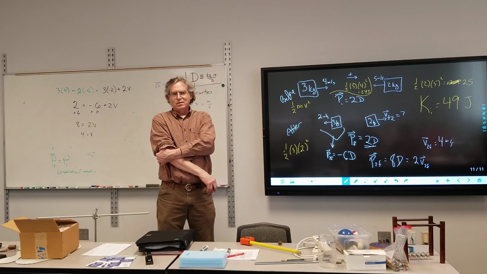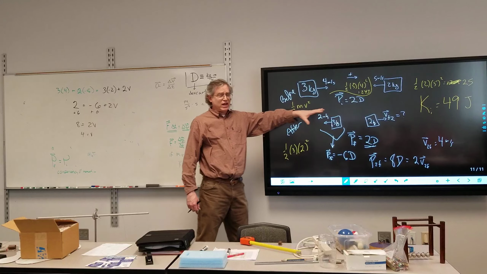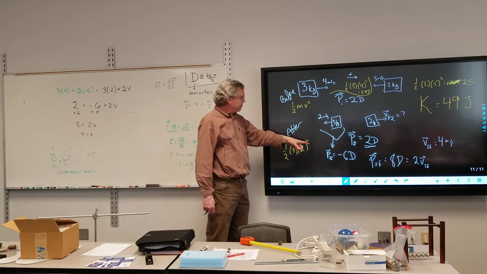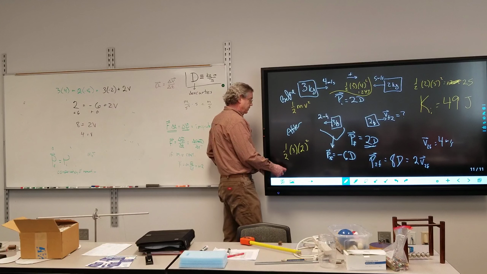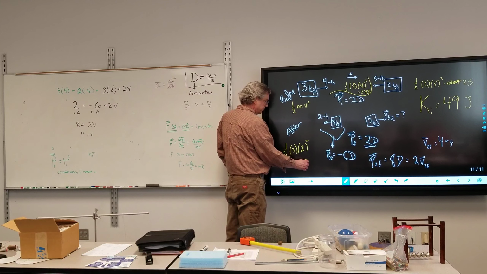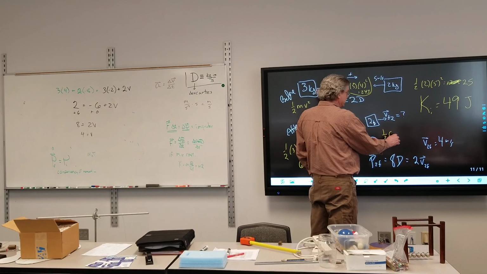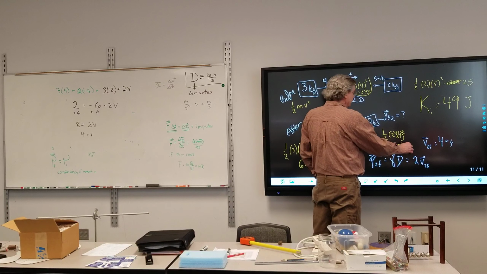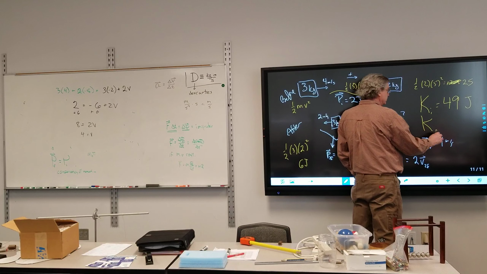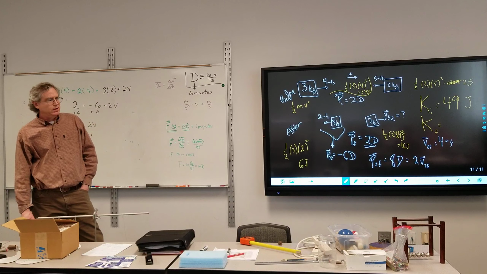Other questions? So let's look at the total kinetic energy afterwards. For this one right here, it's 1/2 mv squared, so m is 3, v is 2, and doing the fancy math, this is 6 joules. Over here, we get 1/2 times 2 times 4 squared, which is 16 joules. So K final, what is my total final kinetic energy?